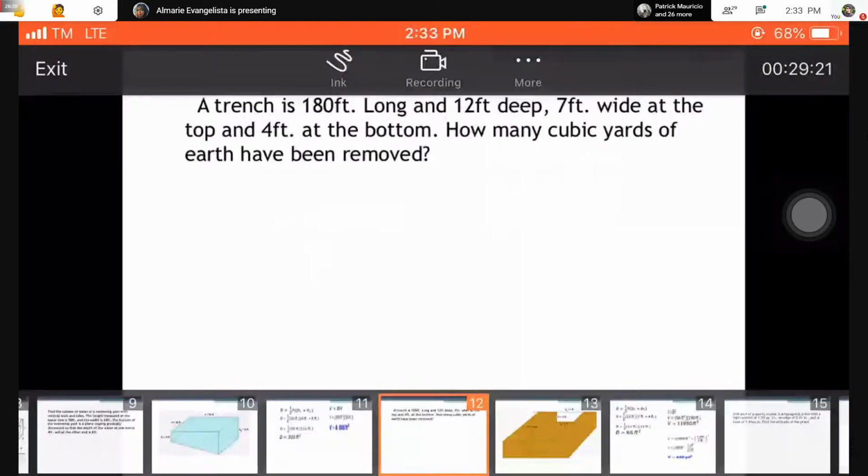A trench is 180 feet long and 12 feet deep, 7 feet wide at the top and 4 feet at the bottom. How many cubic yards of earth have been removed? So, may idea ba kayo kung ano to? Kung ano yung itsura ng trench? Kung ano yung figure na na-visualize mo?